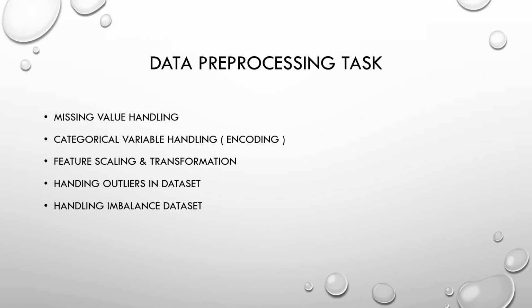So there are five major pre-processing tasks which a data scientist performs while developing a model. First is missing value handling, second is categorical variable handling, then feature scaling and transformation, handling outliers in the dataset, and handling imbalanced data.